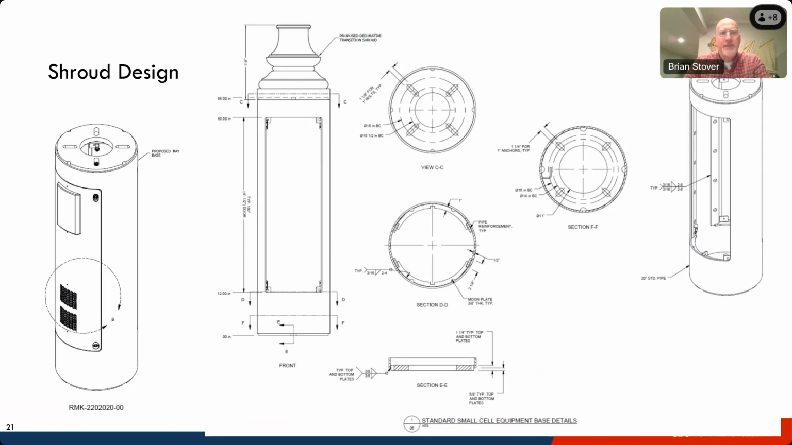This is just a little more detailed information regarding that base design. As you can see, it's sort of a cylinder type design at the bottom with access panels. You can see on the left-hand side, that will enclose the radio equipment for the small cells, as well as the electric meter that's required for each of these sites. Next slide.